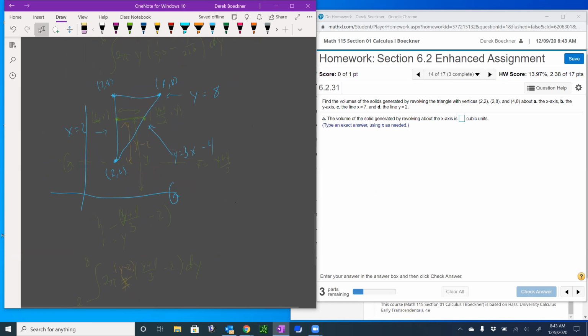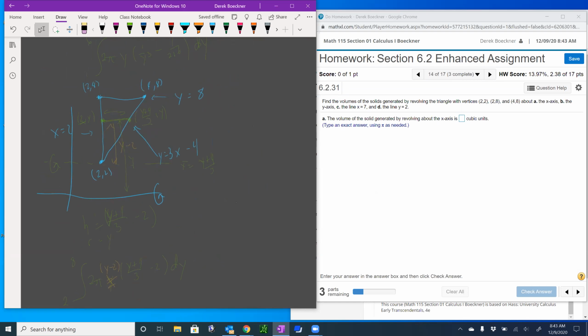See how nothing with the setup changes except for the radius when you change your axis of rotation? Once we have one of these set up, if you find another axis of rotation that's parallel to the first, basically all you have to do is change your radius in the equation or the expression or the integral that you're setting up.